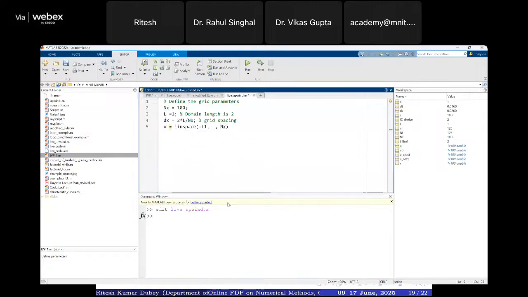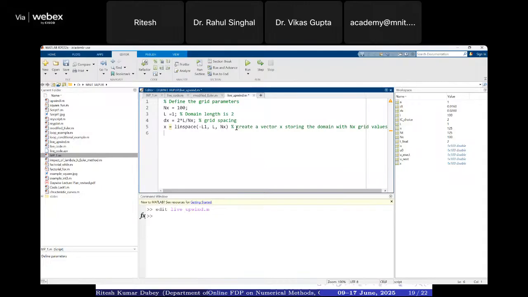So what it does is it creates a vector x storing the domain with the nx grid values. I'm just writing it. I hope it's visible. Is it visible to all of you? Yes, it is visible, sir. Okay.